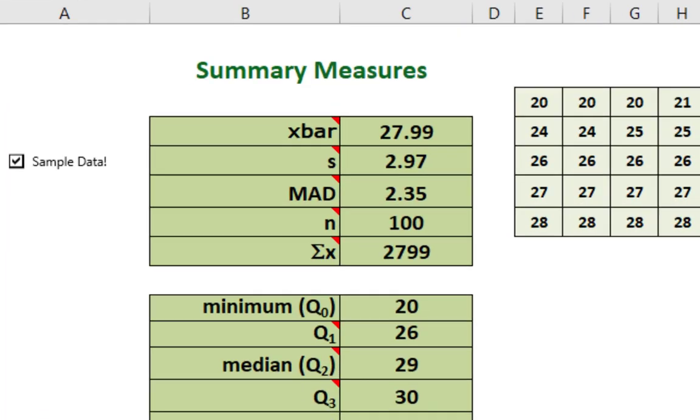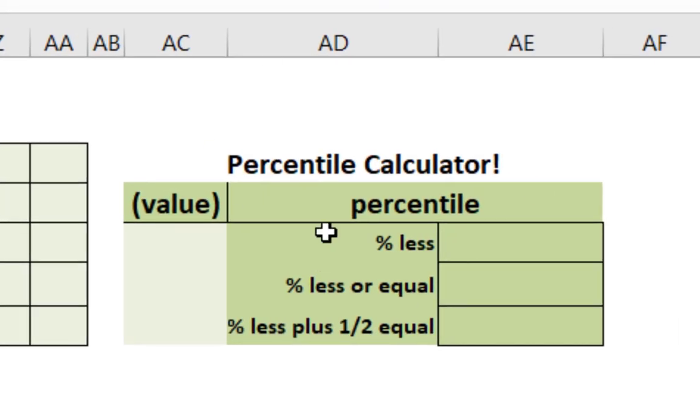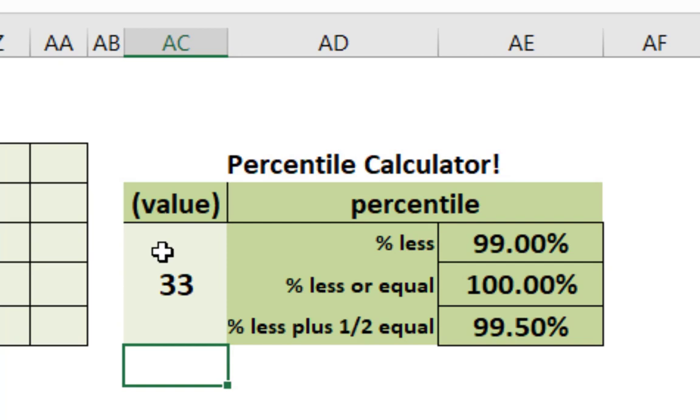You can look over at the left side and see all the summary measures that we've looked at in previous lessons. There's the average of 28 and the median of 29 that we spoke of, and you're going to be dealing with that in numbers 9 and 10 on the quiz. Over here, I gave you a percentile calculator, and if you put a value in, for example that last one, 33, I've got the calculator set up so that it will calculate the percentages based on certain formulas that are used. So the top one, percent less, is the percentile of 33 if we're using the percent less formula. Well, it's 99 because it's bigger than 99 out of the 100 values.